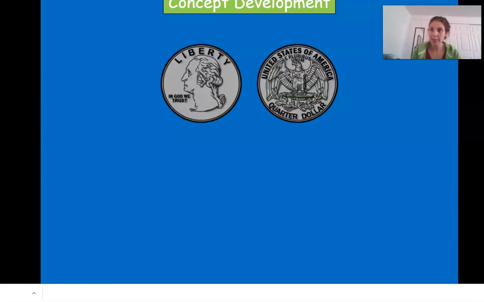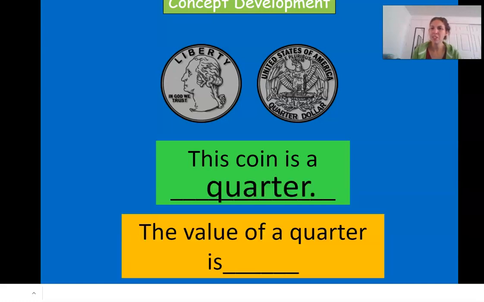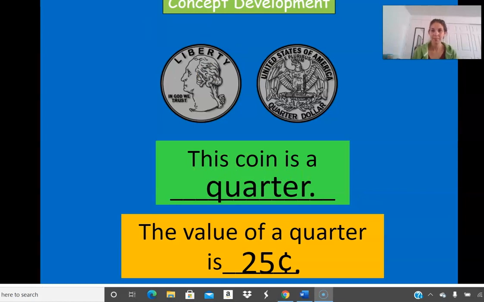And this big guy, what is this called? This is called a quarter. Everybody say quarter. And how much is a quarter worth? It is worth 25 cents. 25 cents for the quarter. Okay.